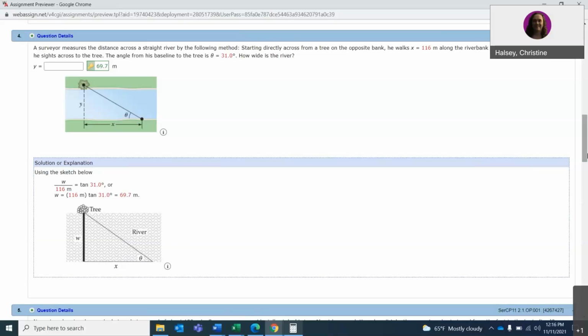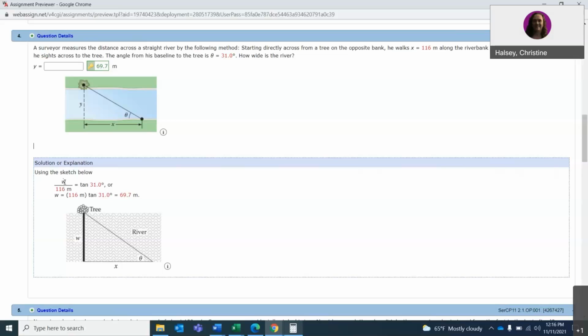The angle from the baseline is 31 degrees. How wide is the river? That would be y in this case, or if you're looking down here in the solution, it's the w. Now, don't ask me why they changed letters. They just did. It's the same distance. The letter there is not going to affect the answer.